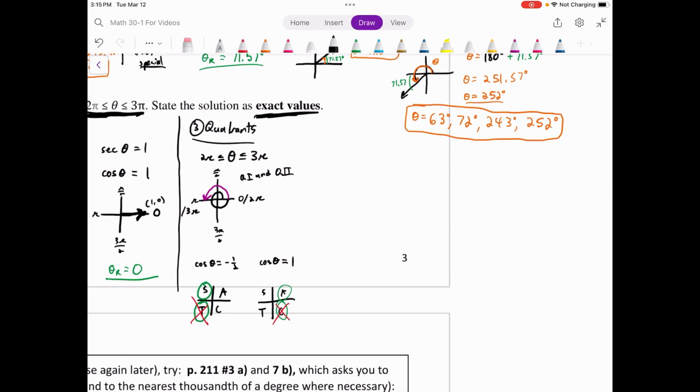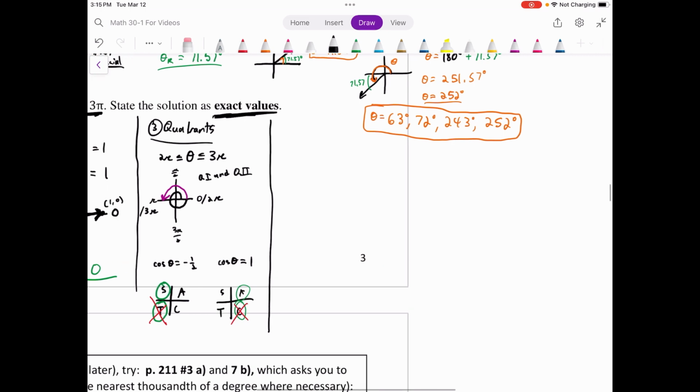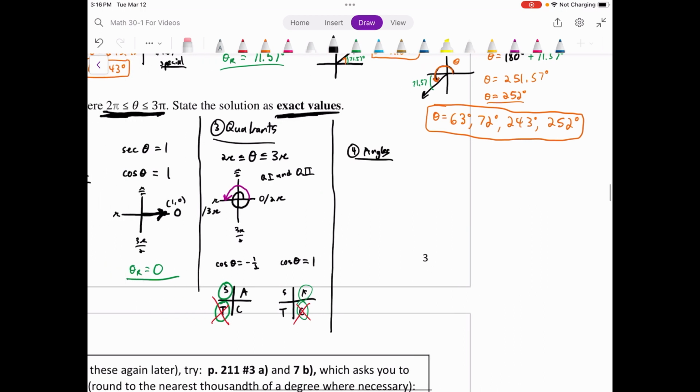So I'll save that for when we state our answers in the next step, but we've established that cosine of theta needs to be 1, and since theta needs to be between 2 pi and 3 pi, one valid solution must be theta equals 2 pi, okay? So let's now finally get our angles. We're going to get 1 we're expecting from this equation.